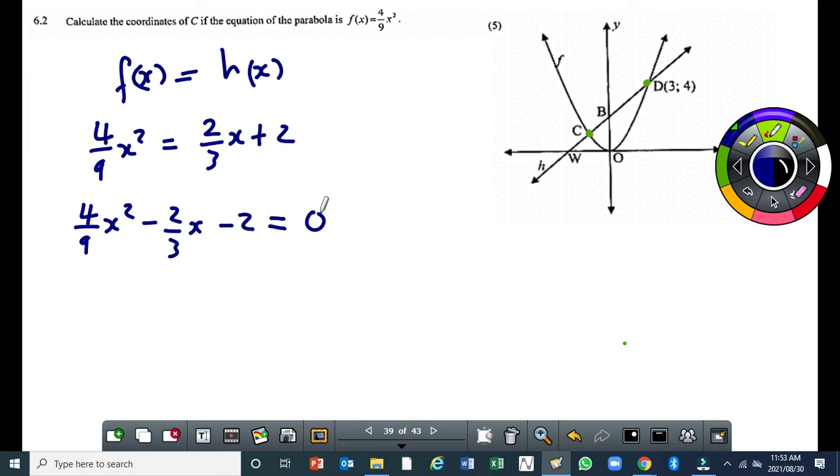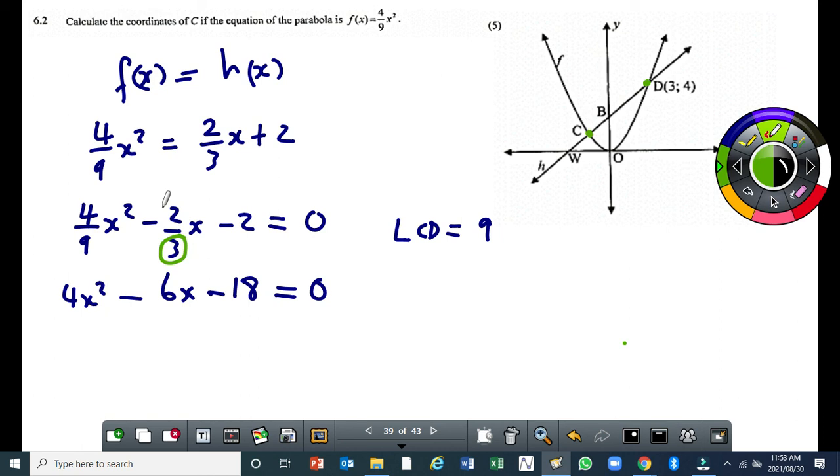Then your knowledge of equations is required from term 1. You find the LCD. Your LCD here is going to be 9. So multiply every term by 9. If you do that, you end up getting 4x squared minus 6x minus 18 equal to 0, right? Because if the LCD is 9, I have to multiply the numerator by 9 and the denominator by 9, so your knowledge of equations is required there.